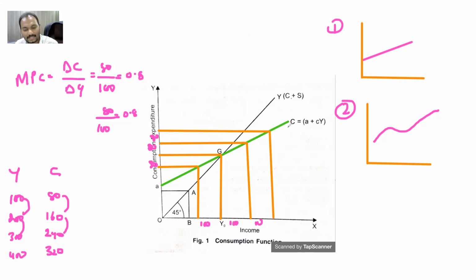Actually, your consumption can increase by any amount, but for simplified understanding, we are assuming that every time income increases, consumption increases by the same amount. That's why this consumption line is a straight line curve or a linear curve.